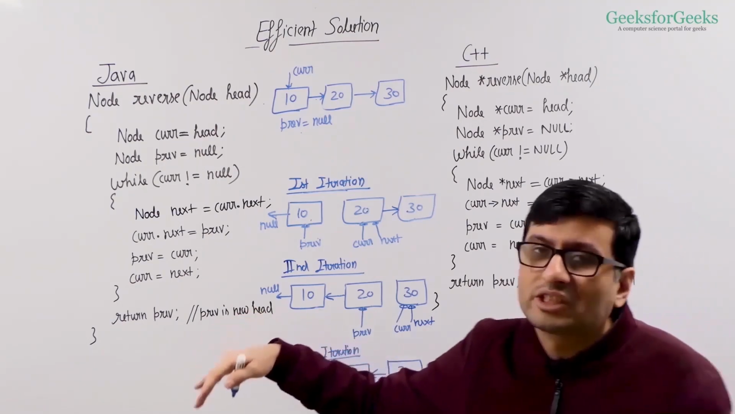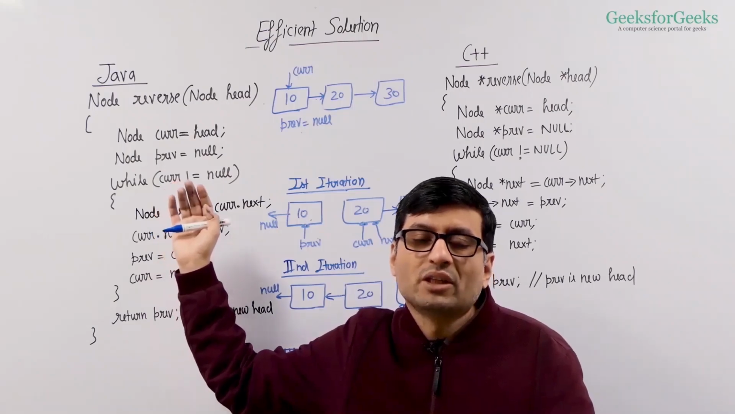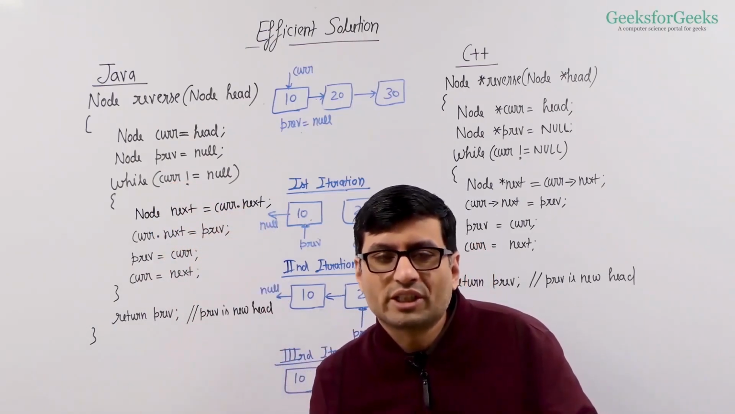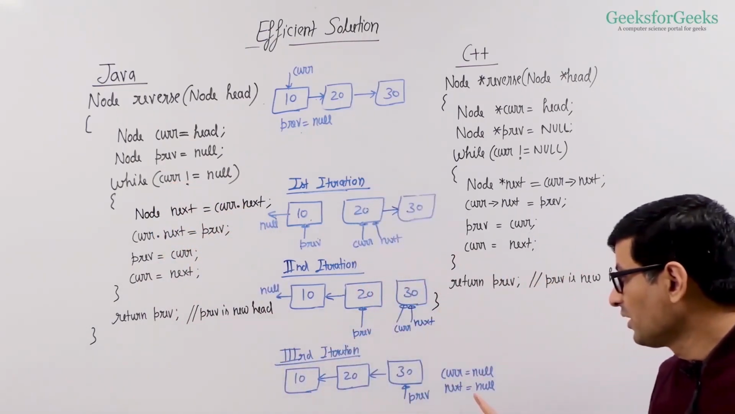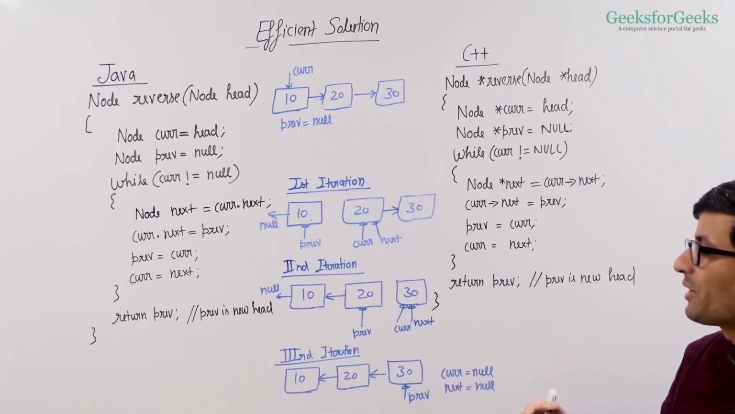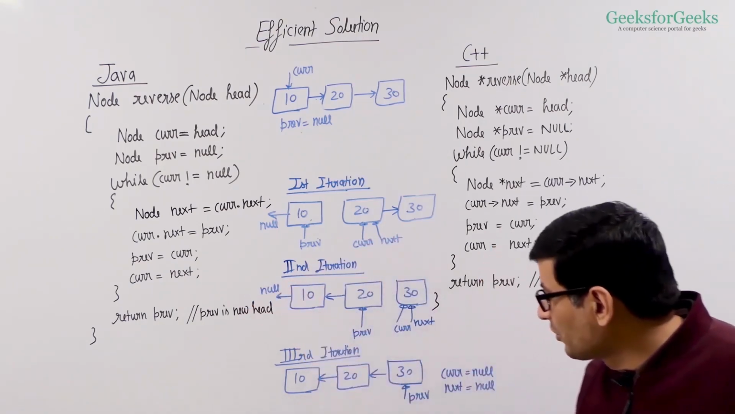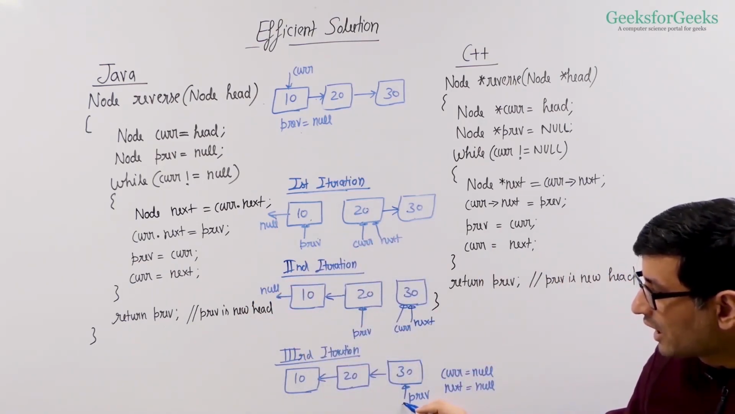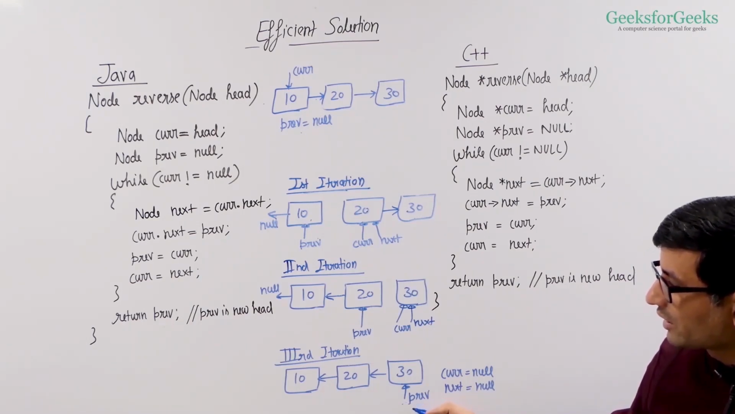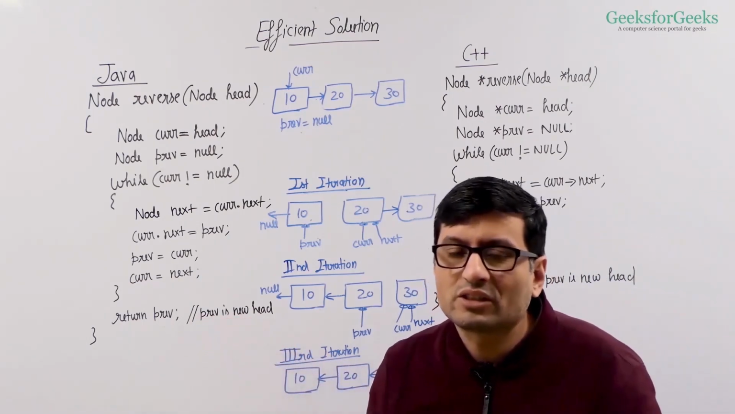So when we begin this next iteration here, what happens? We do not go inside this iteration because current has now become null. So current now becomes null, we come out of the loop, and you can notice that previous now holds the head of your reversed linked list. So we return previous as the new head.